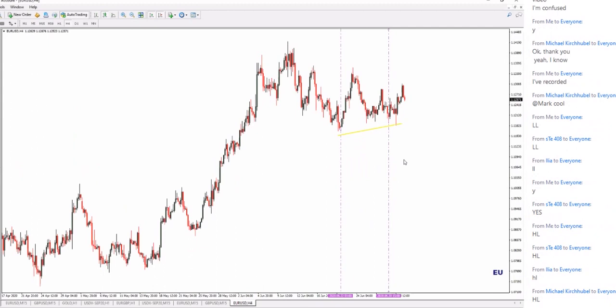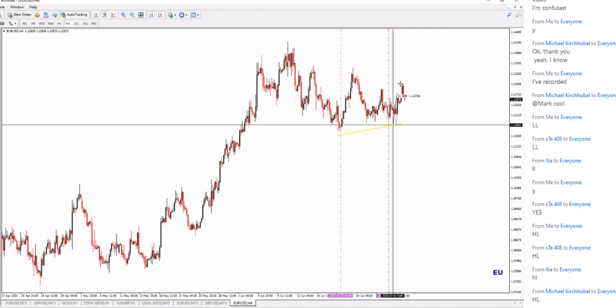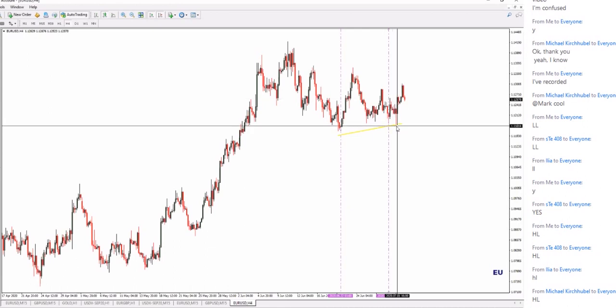Higher low. So what does that mean? EU is unable to run lower, right? EU is getting bought up. Subsequent move, 116 pips. Okay, and if you look at this candle right here, that was the stop hunt candle.